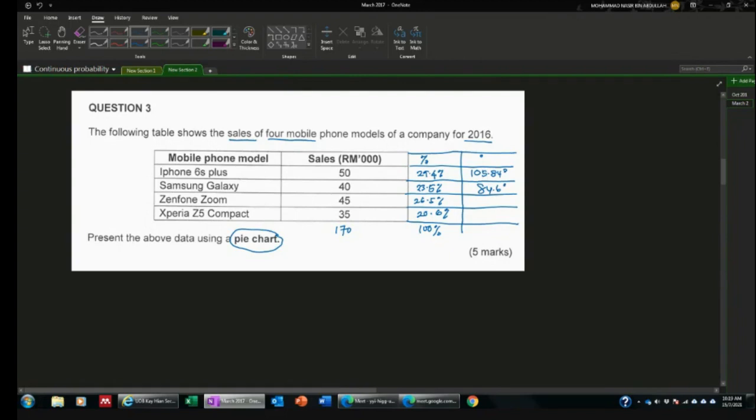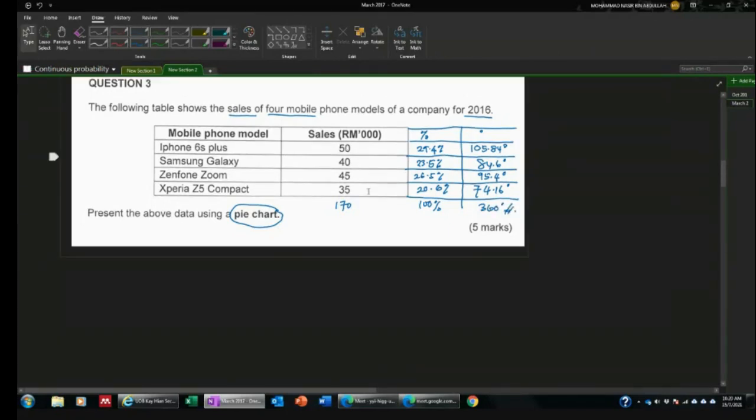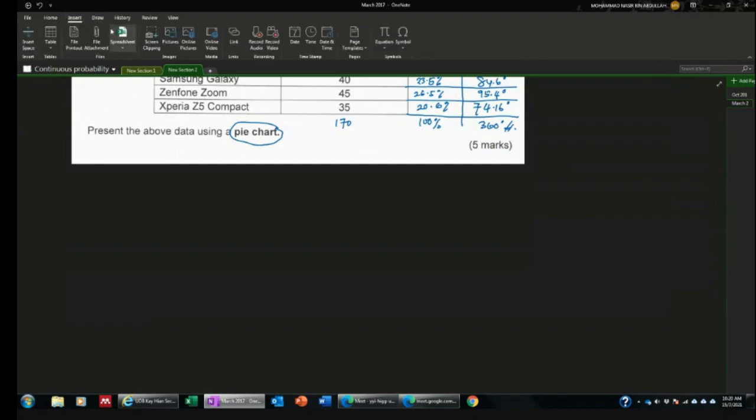25.5 multiplied with 360 divided by 100 should be equal to 95.4 degree. And the last is 20.6 multiplied with 360 divided by 100 should be 74.16 degree. And the total should be equal to 360 lah. Sama tak? Yeah. So total should be 360. Right. Then baru you start draw a circle.